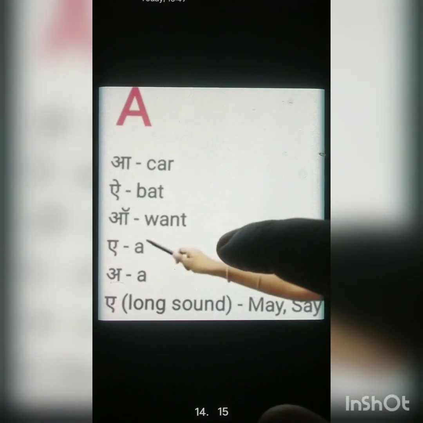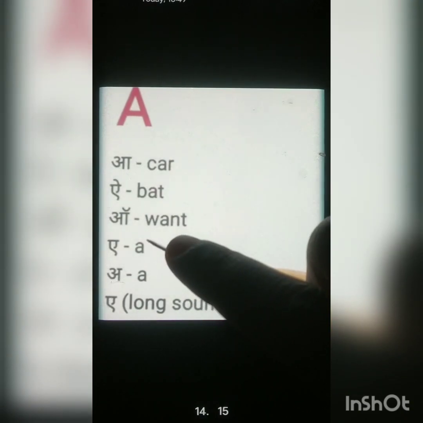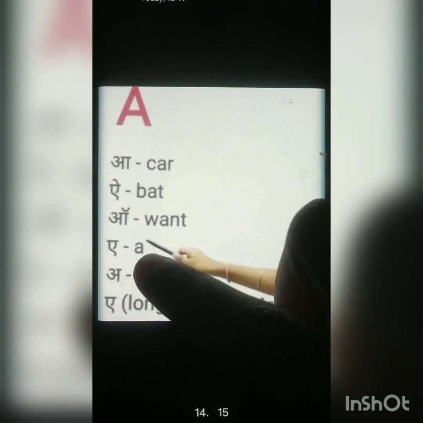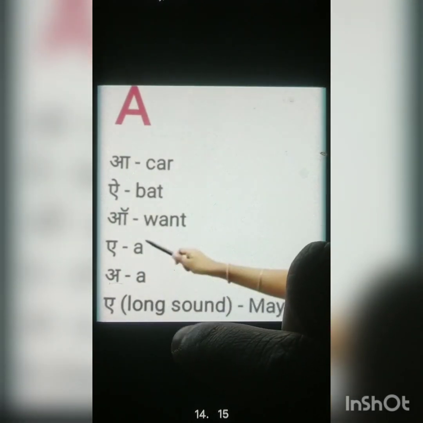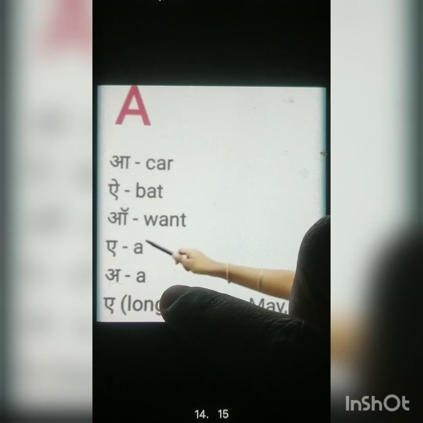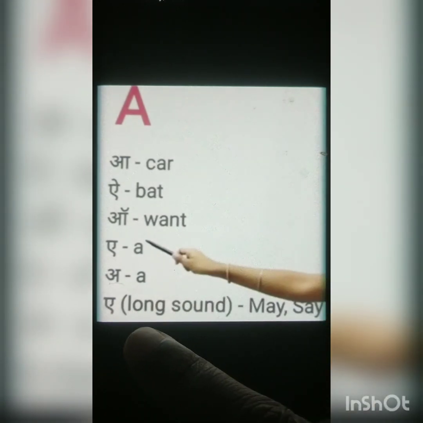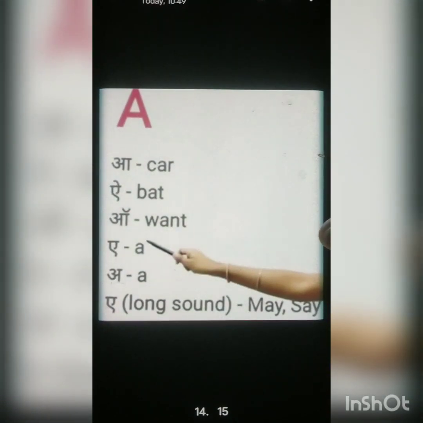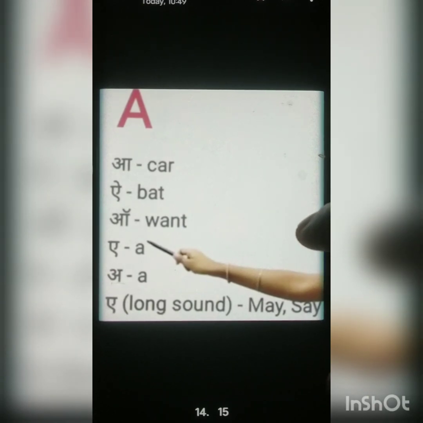And next you see B-A-T, bat. A sound is there, bat. Tell me, bat. Yes. Bat. Next one is want. Only A. Want. Okay. Want. Next is A, only A. And next one is you see A, long sound, may, say, day. Okay. These are the sounds. These are the 6 types of sounds.